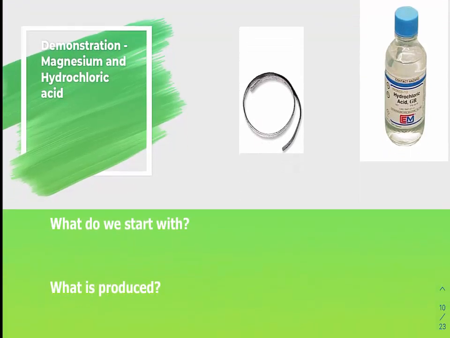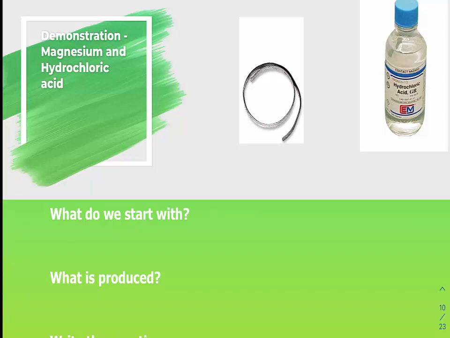All right, in class, we would do a demonstration here of magnesium and hydrochloric acid. Although we don't have the video here, we can go ahead and predict what would happen because it's going to follow all the same rules. So what are we going to start with? Again, magnesium and hydrochloric acid. So that's going to be Mg and HCl.